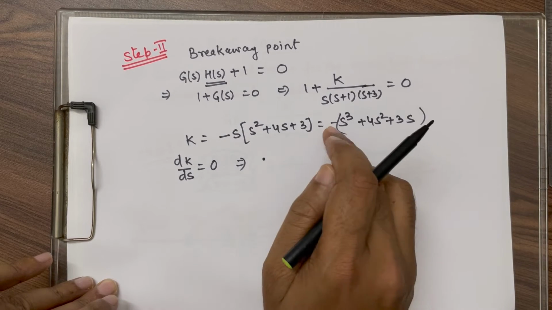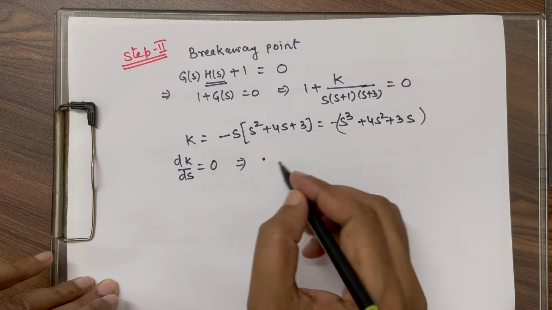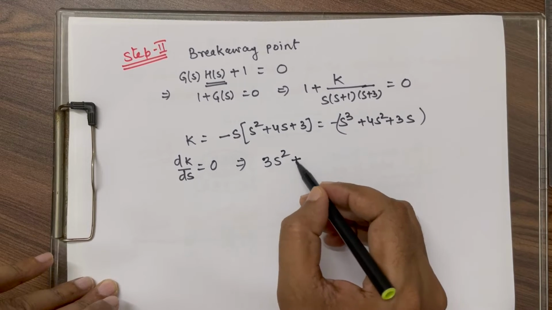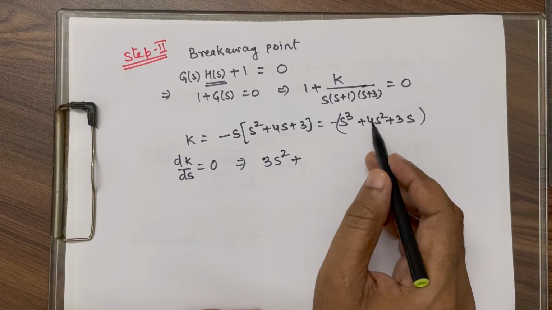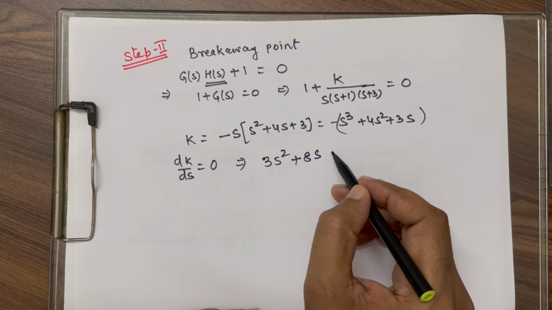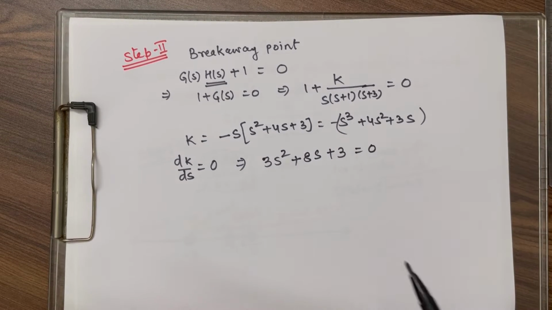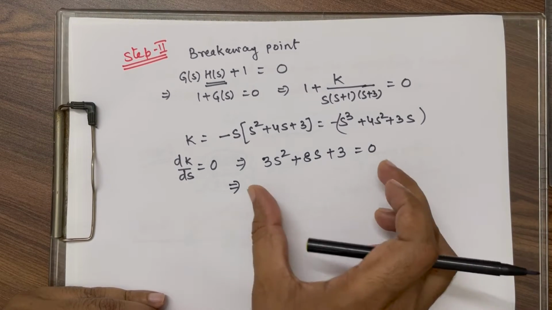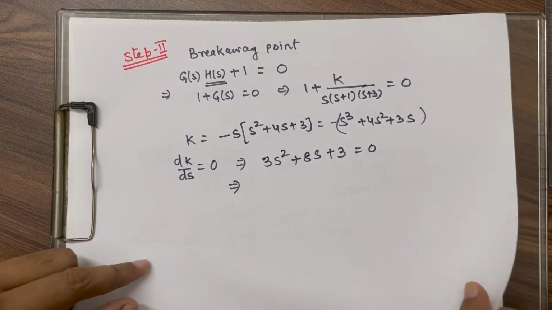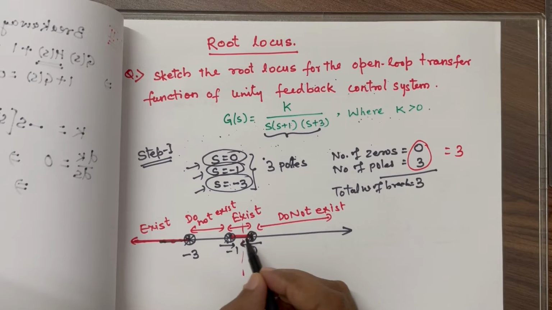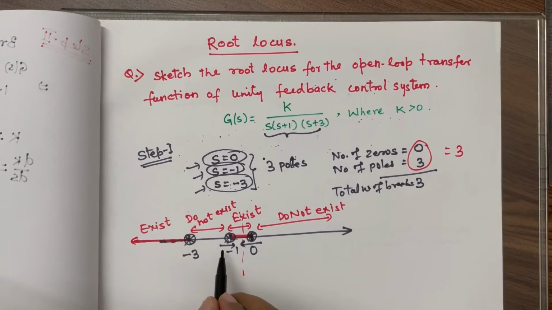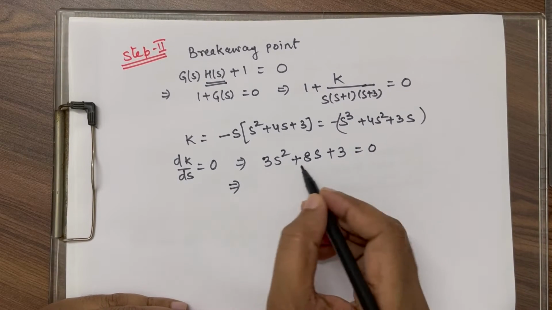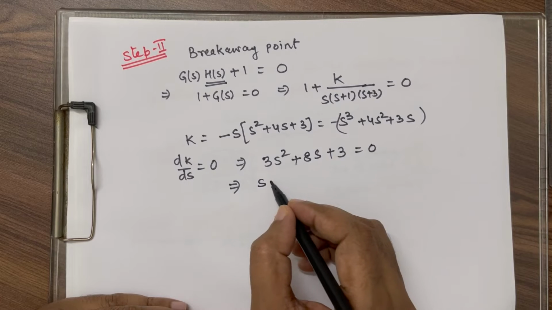So since this is to be equated with 0, the minus can be removed and we have 3s square plus 8s plus 3 equal to 0, which is a quadratic equation, and we need to solve it. Remember, the value must be between 0 and minus 1, because the breakaway point will lie only between 0 and minus 1. If any value beyond that comes, it will not be valid. So we are going to solve the quadratic equation.